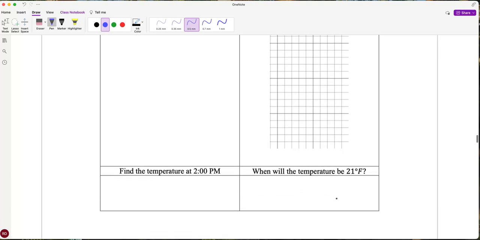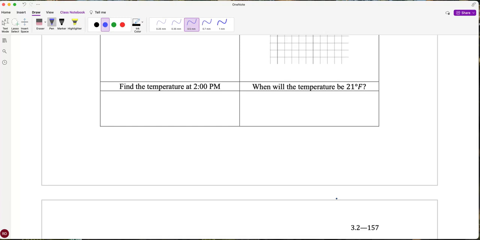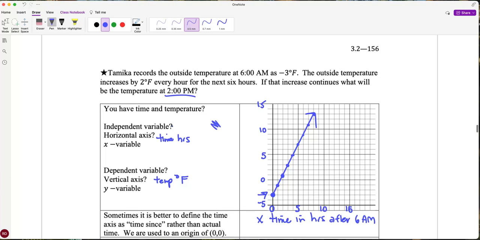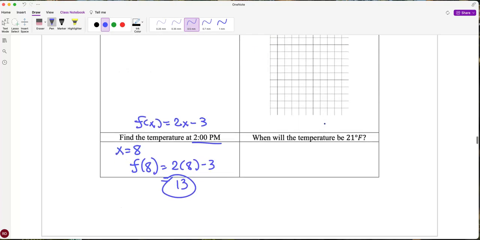Find the temperature at 2 p.m. So f of x equals 2x minus 3. At 2 p.m., that is 8 hours after 6. So f of 8 is going to be 2 times 8 minus 3. 16 minus 3 is 13. So the temperature should be 13 degrees. If I look at my graph, 11, 12, 13, right there. 8, 13. So this was 13 degrees Fahrenheit.